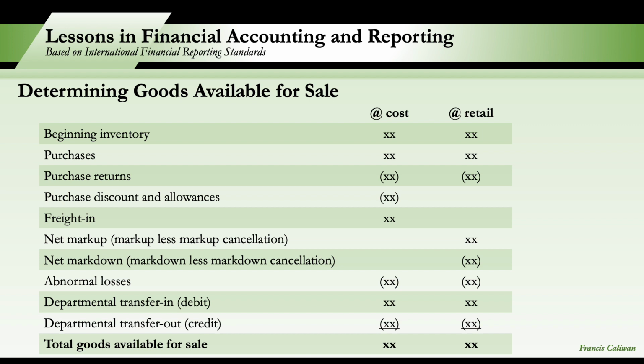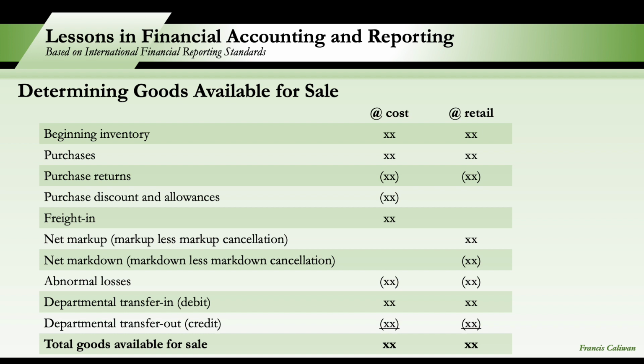The original selling prices of goods may be modified as a result of some market and economic forces. Thus, we have some new items. We have net markup, which is markup less markup cancellation, and we have net markdown, which is markdown less markdown cancellation. These two items are only considered for the goods at retail prices.